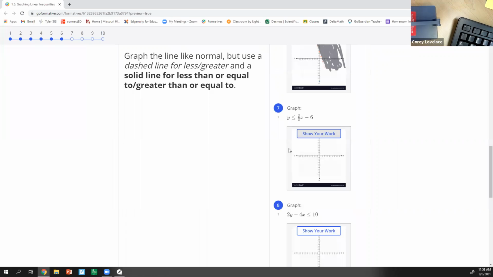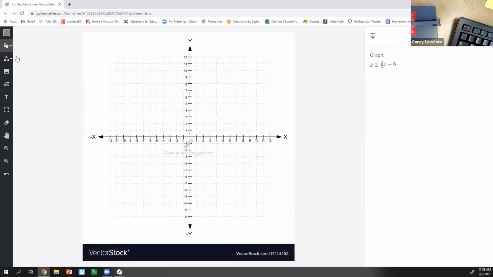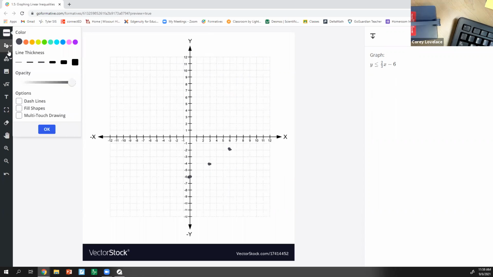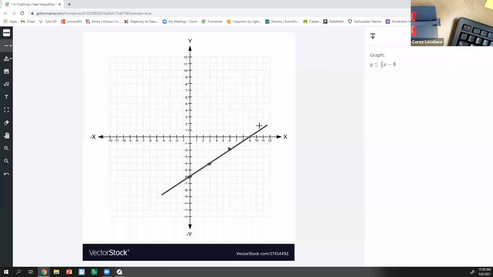Next one, kind of the same thing. We're going to look at, and you might want to change these settings back to that, back to that. -6 is my intercept. So I'm going to plot there. My slope is +2/3. So I'm going to go up 2/3, up 2/3. And then because it's less than or equal to, I do want a solid line this time. So I don't need to change it to dashed. I'd keep it solid.